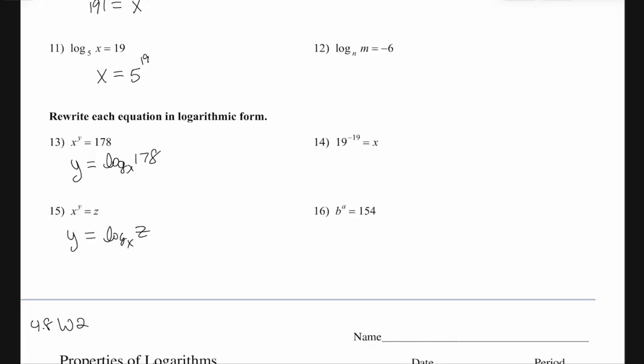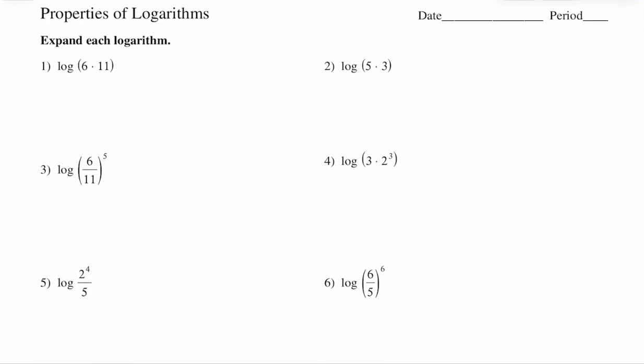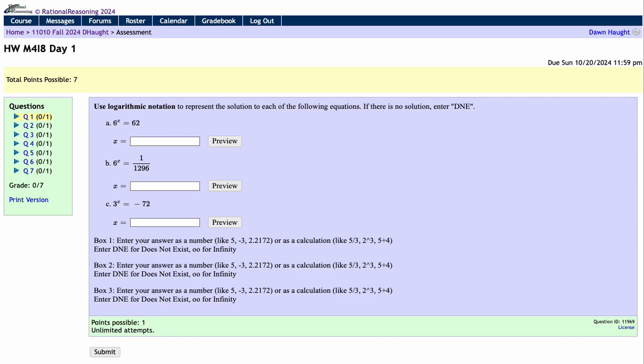And I think the rest of this worksheet, you could try the first page if you'd like. The rest, we don't know the rules yet. We're going to get there. Okay. One says, use logarithmic notation to represent the solution in the following equations. If there is no solution, enter DNE.